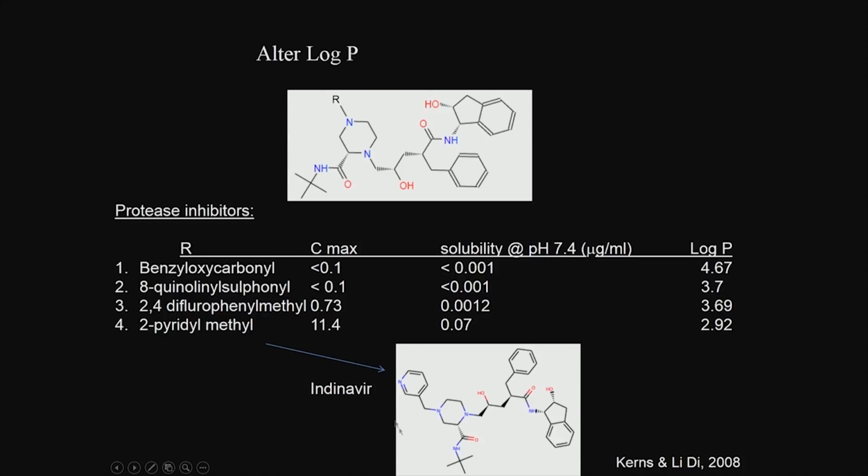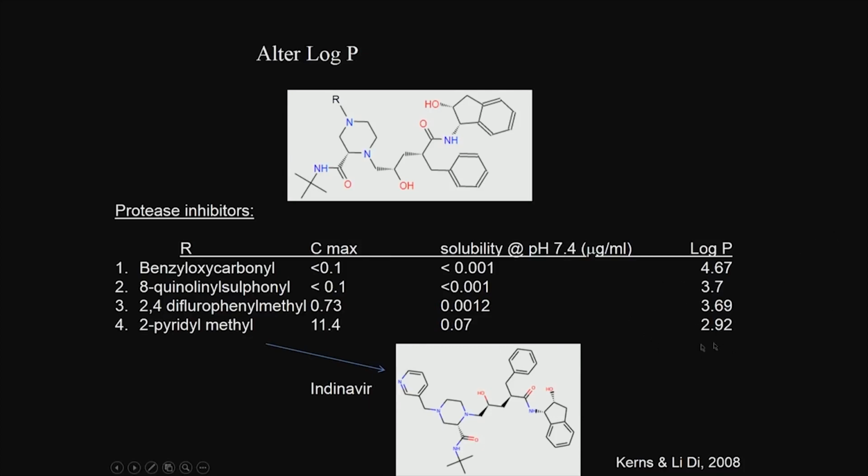This is Indinavir protease inhibitor. This is taken from this particular reference. It is very interesting. So, as we keep changing the R group here and make it more hydrophilic or reduce log P from this value right down to this value, the solubility also increases, as you can see, from 0.001 microgram per ml at plasma to 0.07. So, a big increase. So, altering log P or making it hydrophilic will improve solubility.